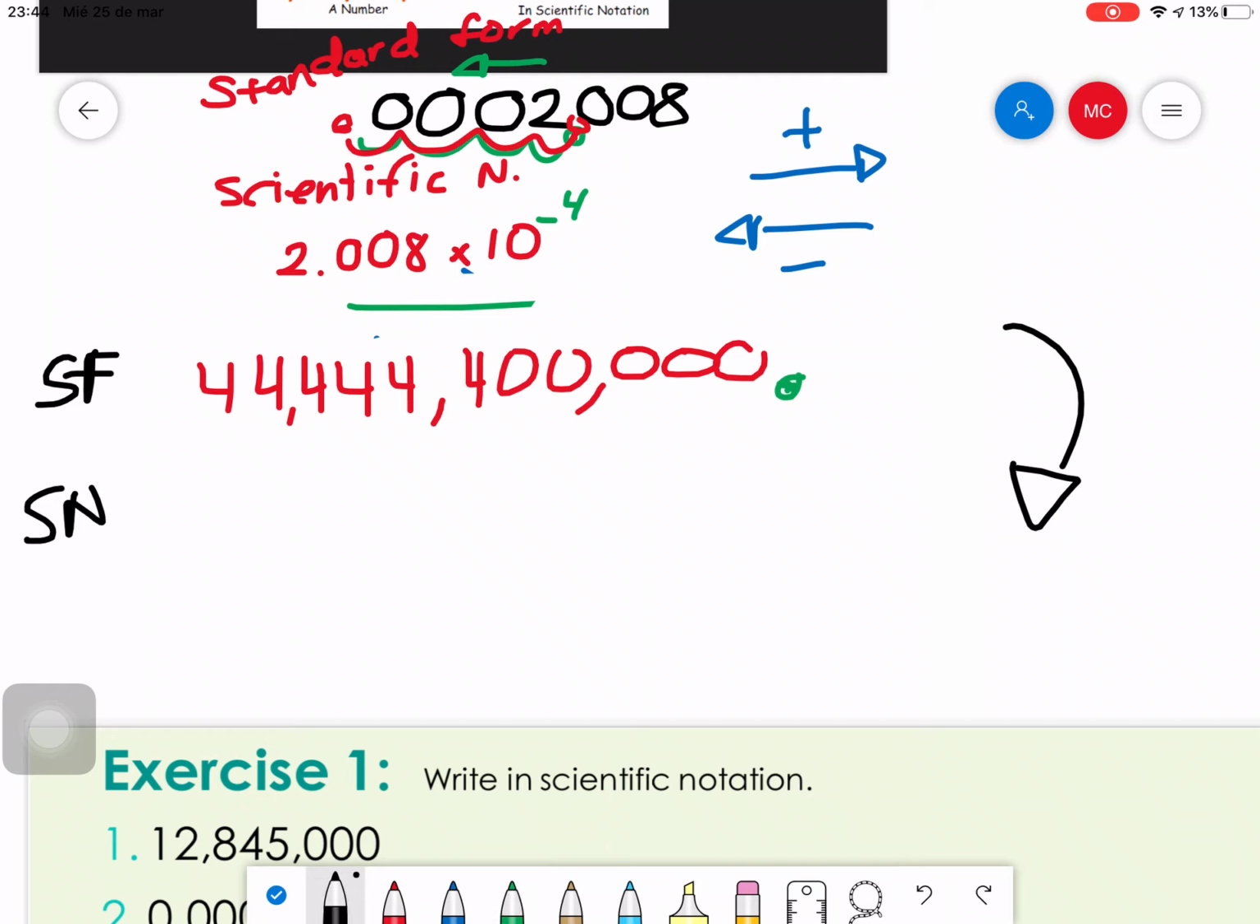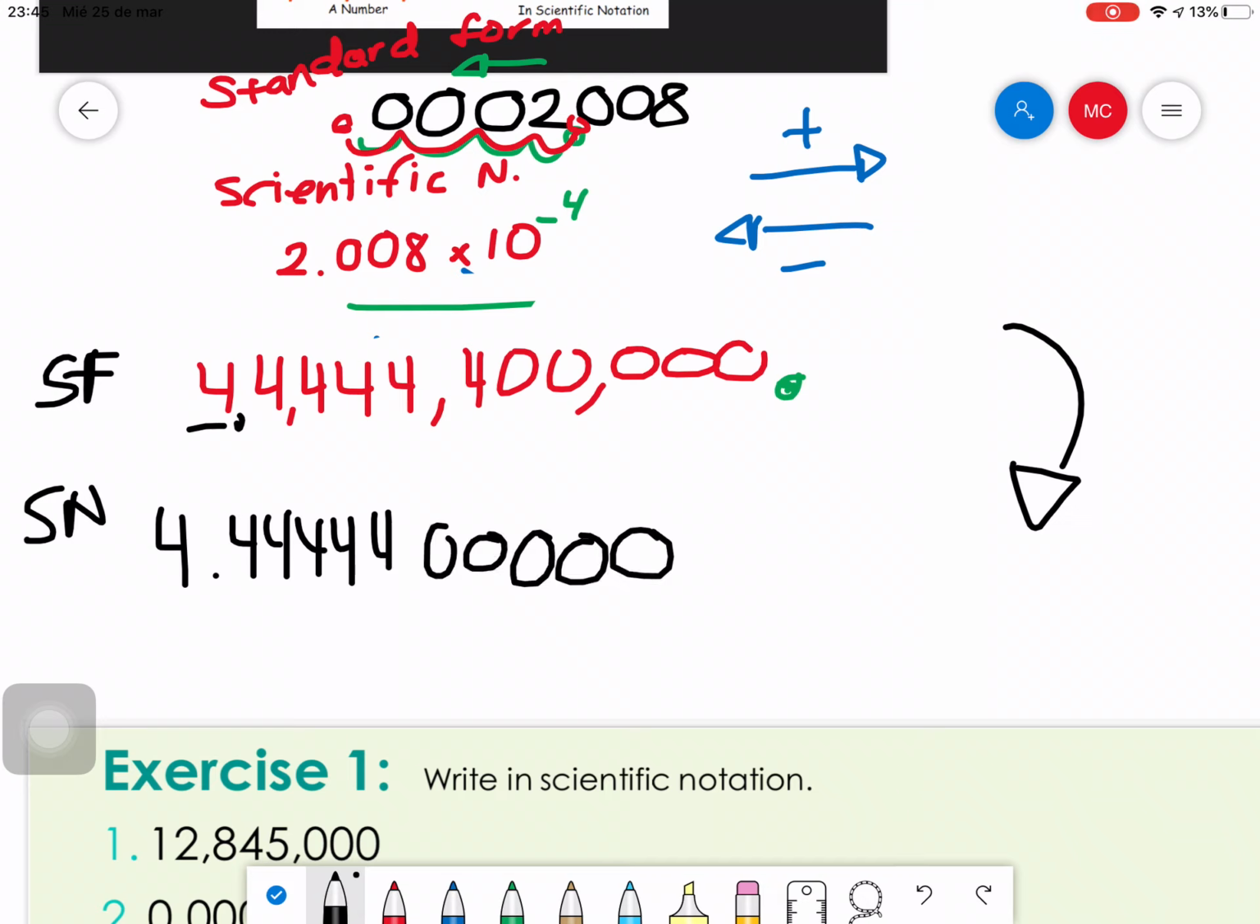First rule to convert it into scientific notation, I need to place the decimal point after the first digit, going from left to right. So the first digit was this one. Here is where I place the decimal point. And then I can write it down. 4.444400000. Guys, it is not necessary to write these zeros.